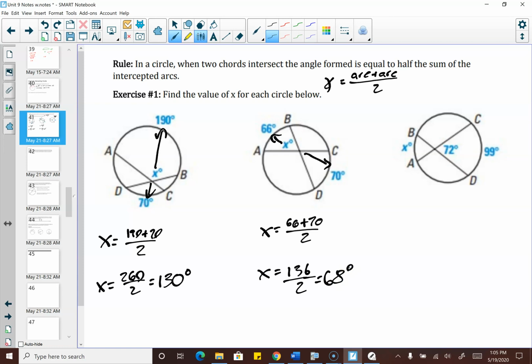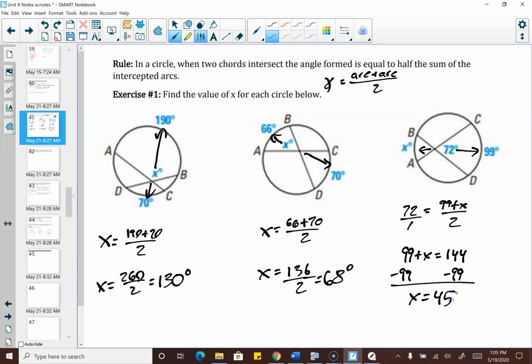Now here, this setup's a little bit different, so that's why we were careful. The 72 opens up to the 99, and then behind it is the x. So 72 is equal to 99 plus x over 2. So when the x is one of our arcs, what we're going to do is put the angle over 1, and we'll cross multiply. So we get 99 plus x equals 144. We'll subtract the 99 on both sides, and x is going to be 45 degrees. So in that case, then our arc would be 45 degrees.